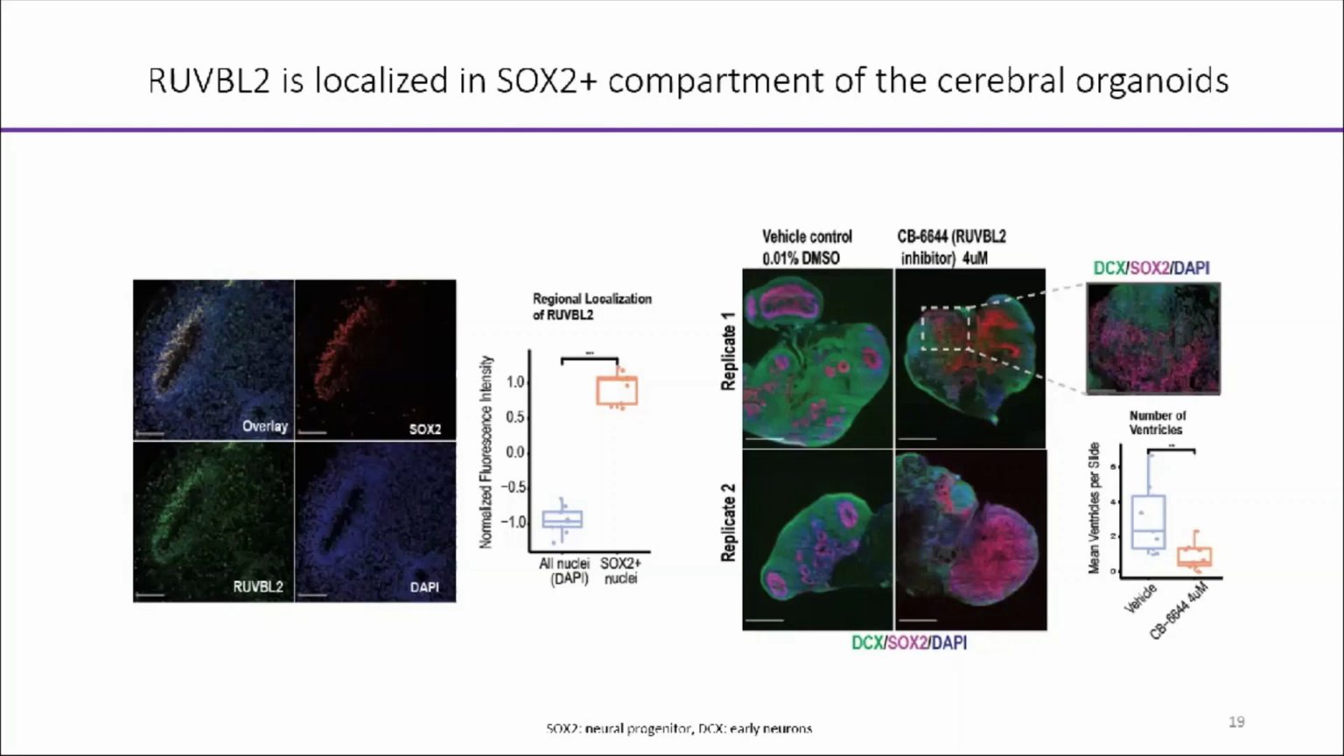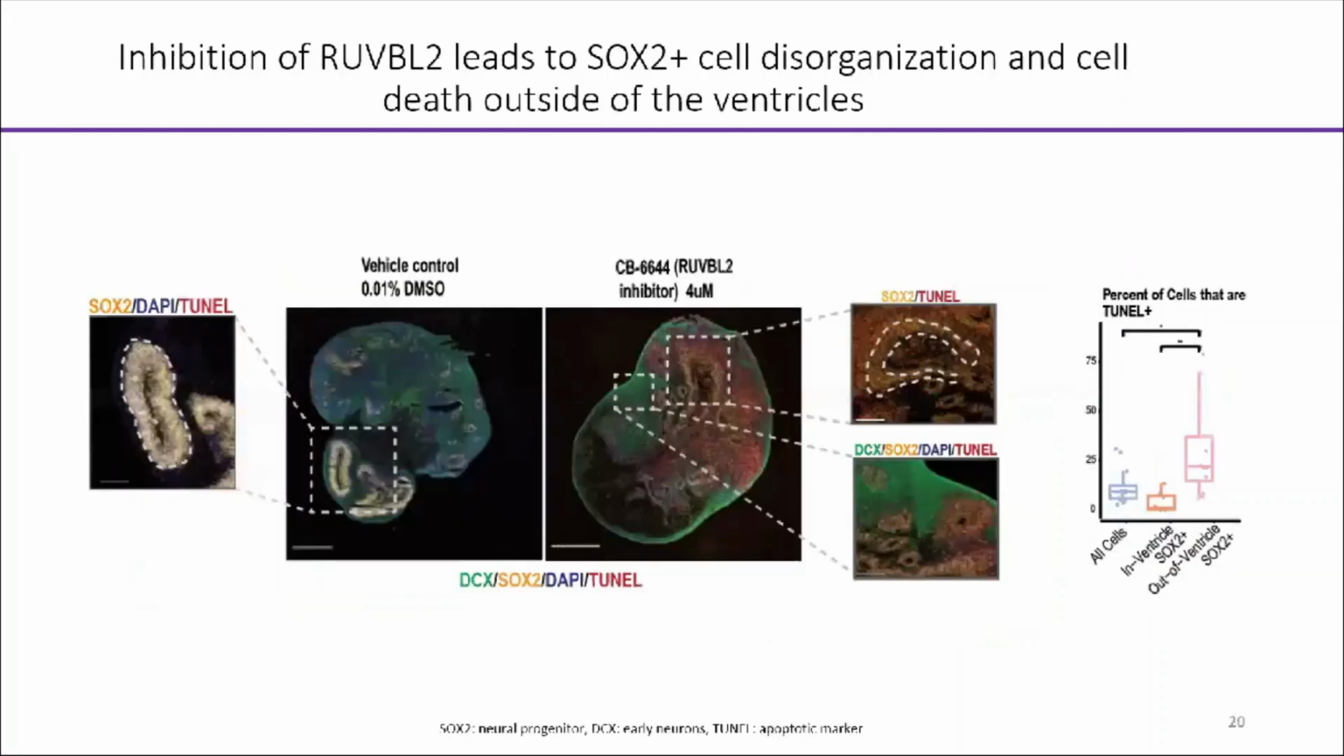To expand our analysis, we used the commercially available inhibitor of Roofball 2, CB6644. We treated 40-day-old organoids with CB6644 for 7 days. CB6644-treated organoids showed a significant decrease in total number of classic ventricular zone-like structures compared to controls. In addition, we observed substantial disorganization of the precursor compartment and a significant number of SOX2-positive cells being dispersed outside of the ventricle-like structures. A TUNEL assay revealed that the displaced SOX2-positive cells were specifically undergoing apoptosis.